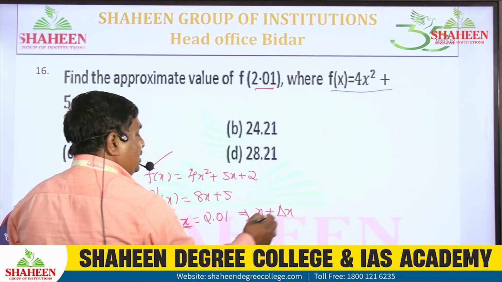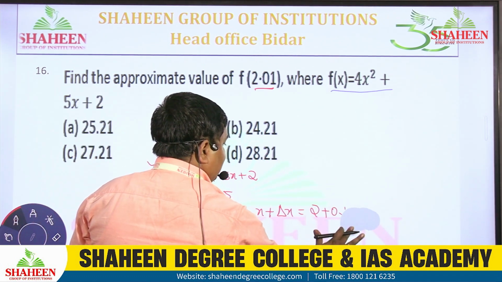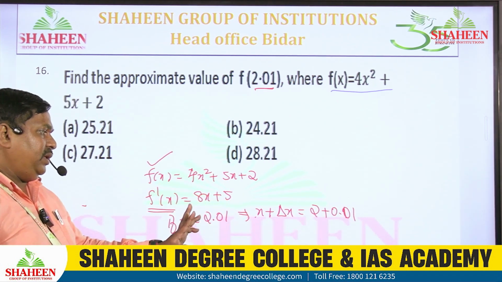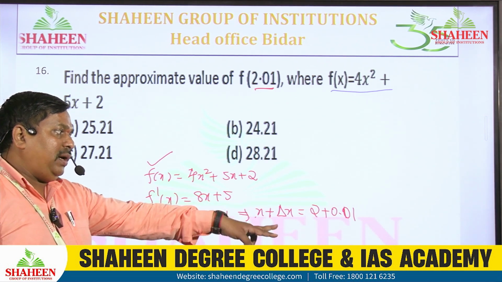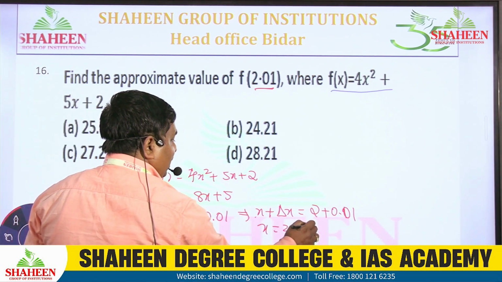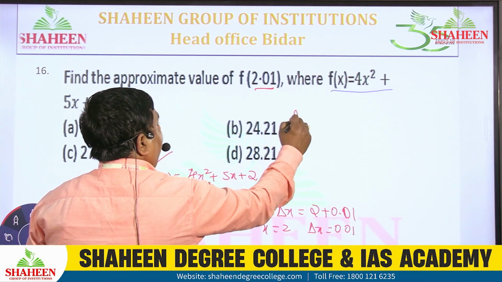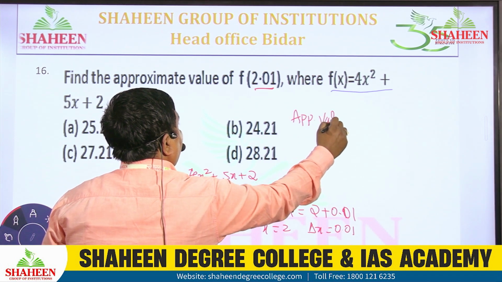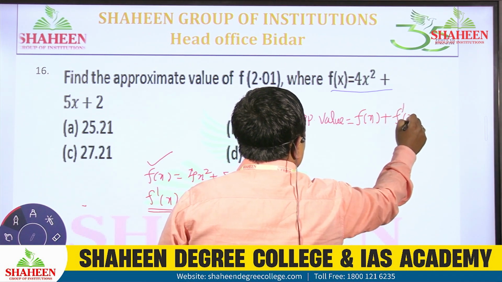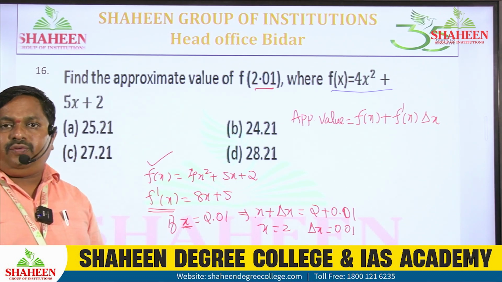By splitting x as an integer plus a decimal, we are splitting this x value. The 2.01 I have written as 2 plus 0.01. Here the x value is 2 and the delta x value is 0.01. Then the approximate value formula is f of x plus f dash of x into delta x. This is the approximate value formula.